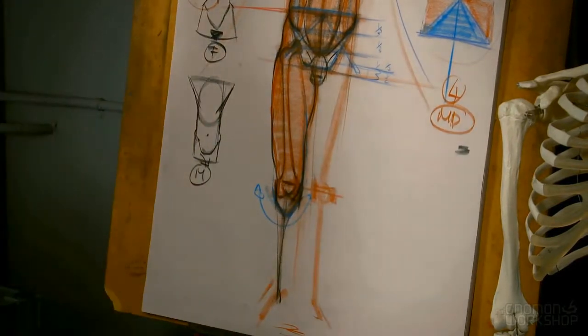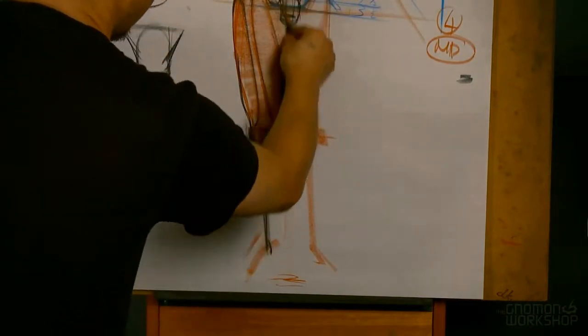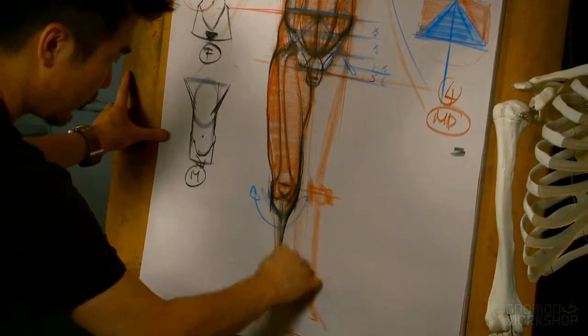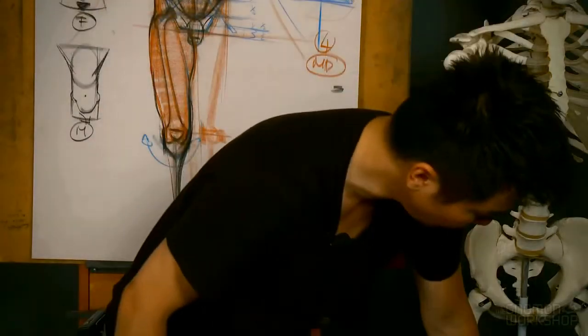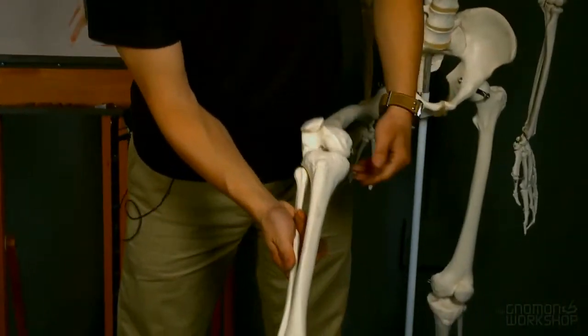However, the outside of the knee is straight. So you get this curve of the inside of the knee, and it's going to swing right into your shin bone like this. You can see it. That's how the body is designed.